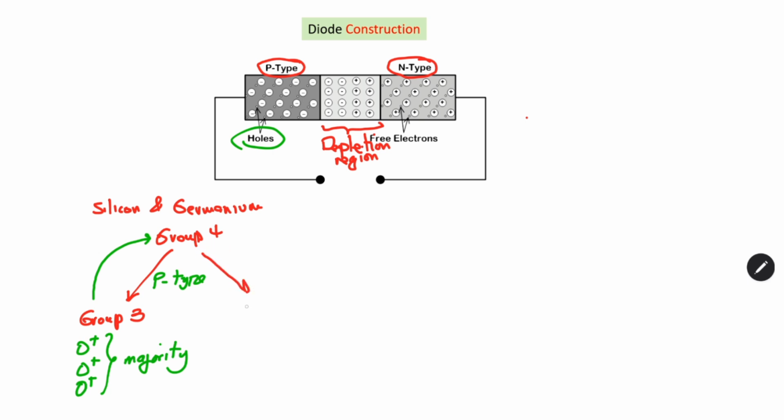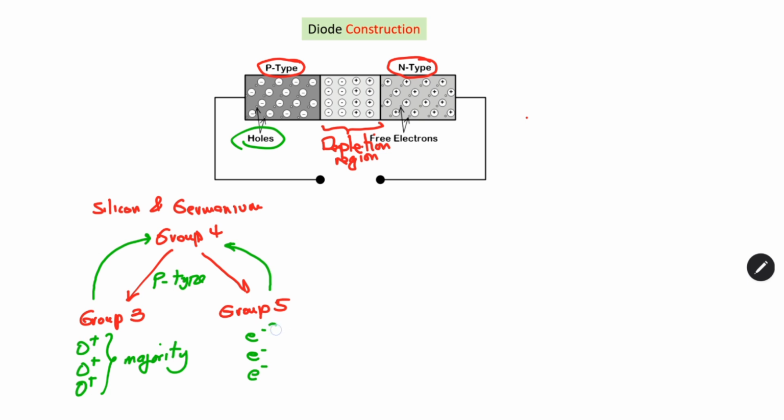So we bond the group 4 with the group 5 element. Most of this process is known as doping. So we have group 5 bonded or doped with group 4. That means 4 of the electrons in the group 5 element will bond easily to group 4, creating a stable atom, while 1 electron will be loosely bound.